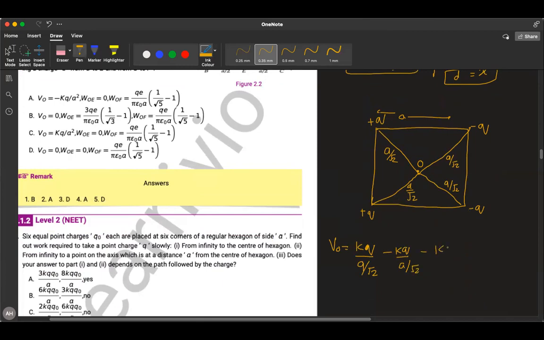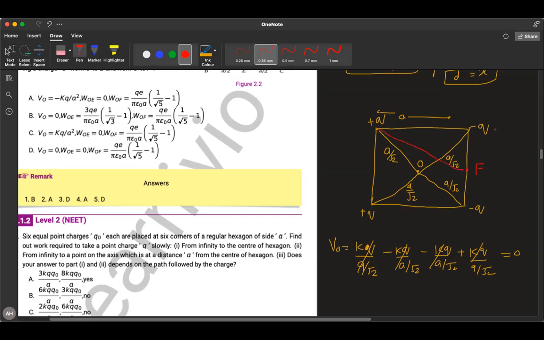Due to the negative charge, it's minus KQ by a by root two. Due to the positive charge, this is KQ by a by root two. So this will cancel this, and the potential at O is zero. But if you want to calculate the potential somewhere here at point F, then you need this separation.